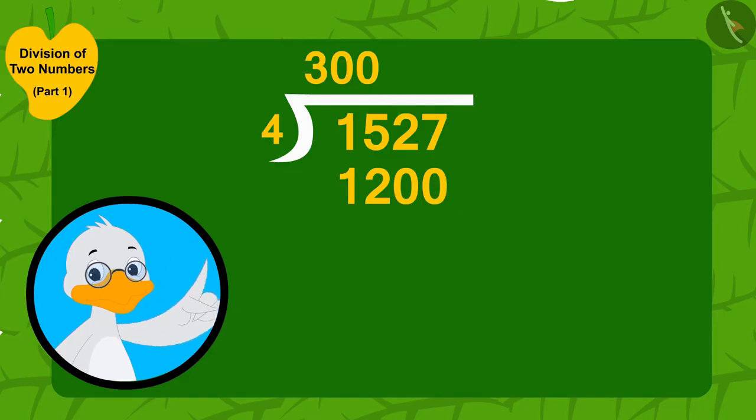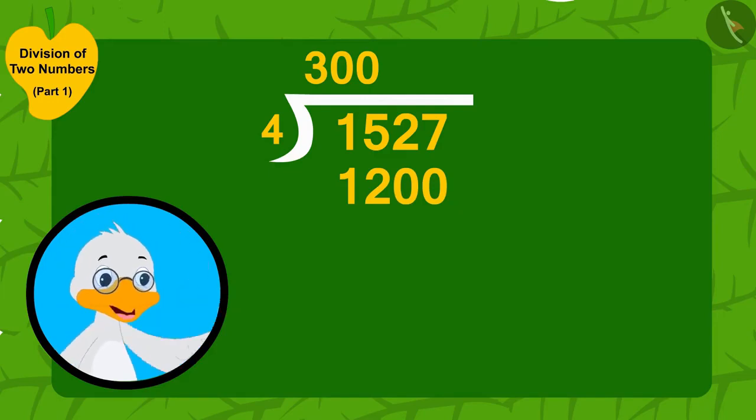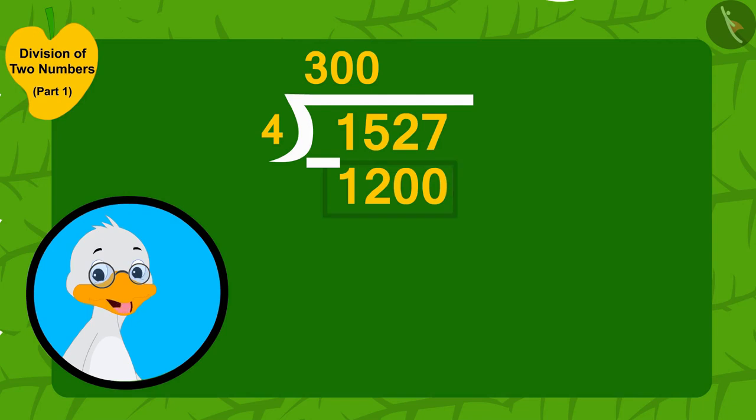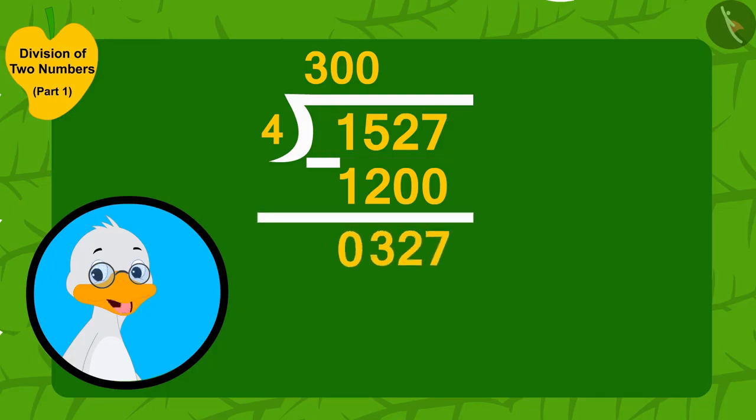1,200. To find the number of mangoes that are left, I would subtract 1,200 from 1,527. Now I have 327 mangoes left. I can also distribute these 327 mangoes in groups of 4 among the villagers.